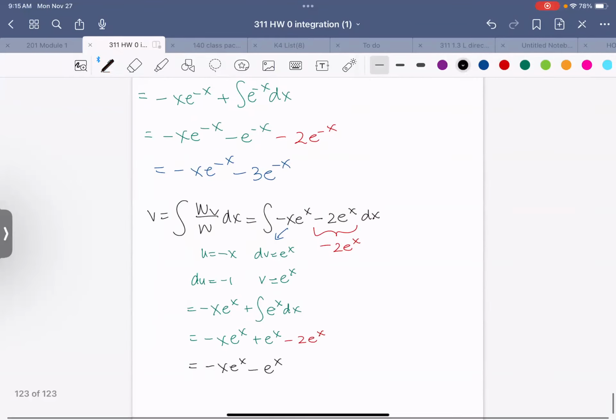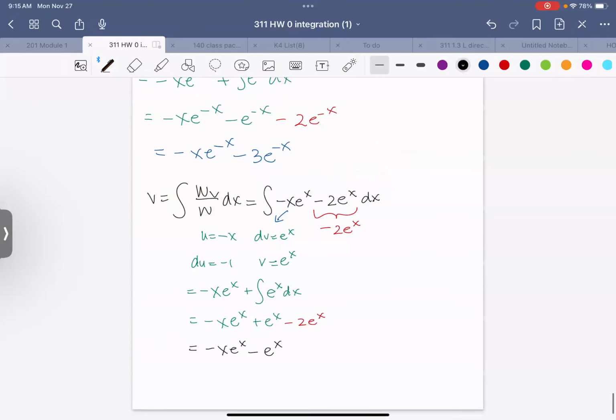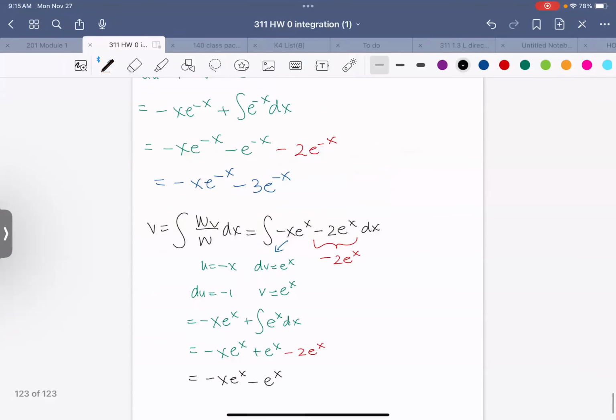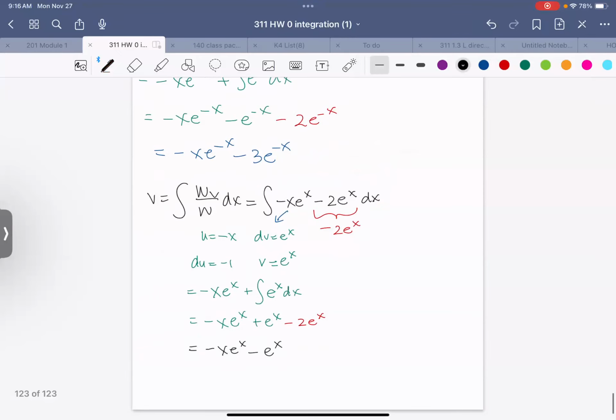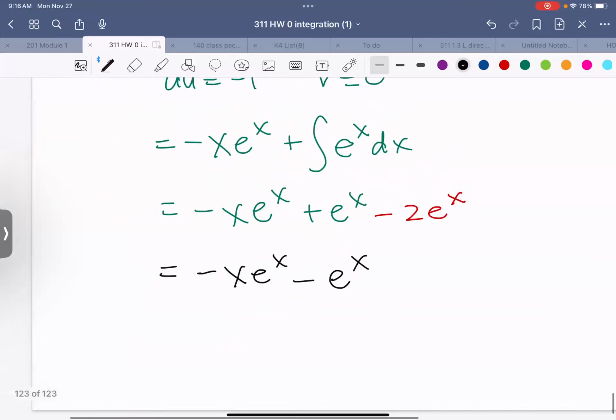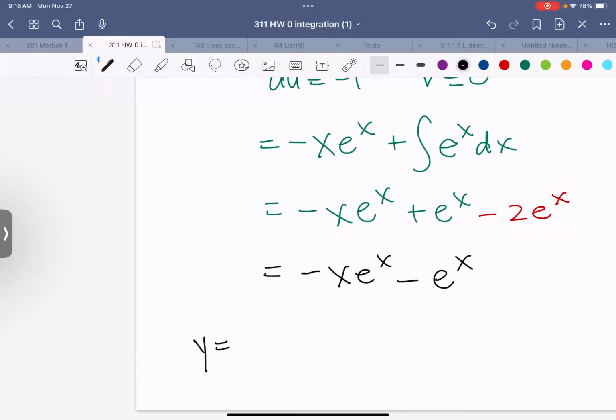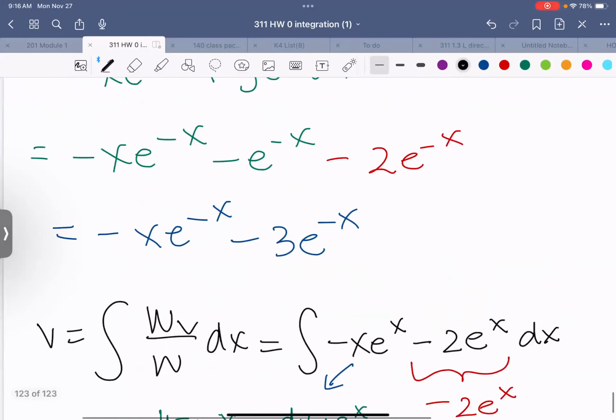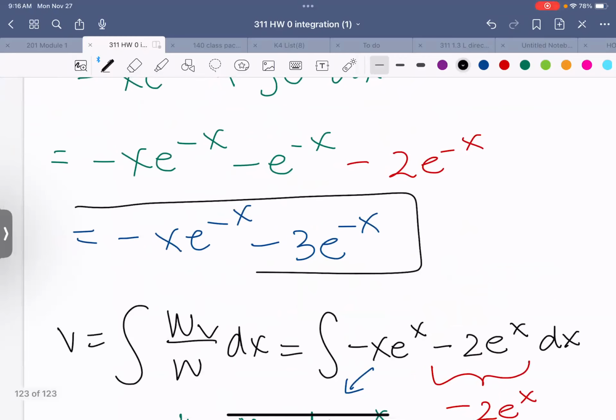Now, when you take your u times v, your y1 times u and your y2 times v, what happens is the e part's going to cancel out. So that means you're taking your complementary solution, y equals c1 e to the x plus c2 e to the negative x. And I am taking my u, which is this one right here, and multiplying it by e to the x. So the e parts are going to cancel.